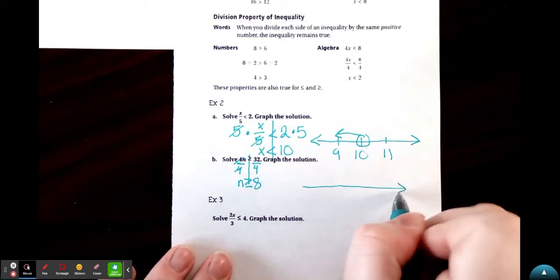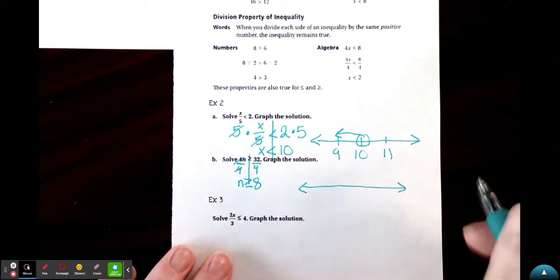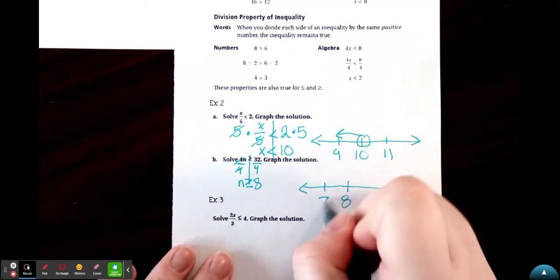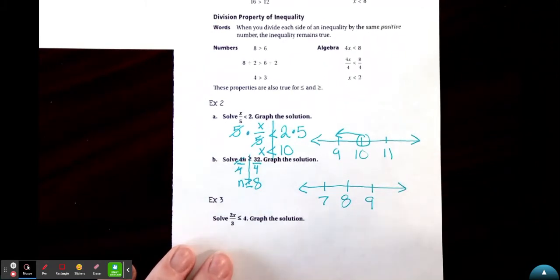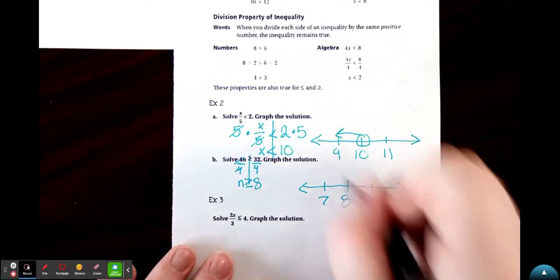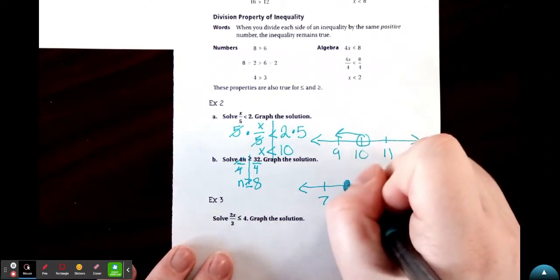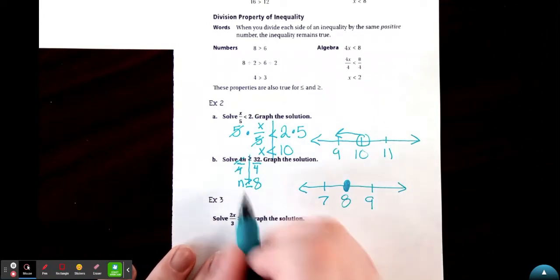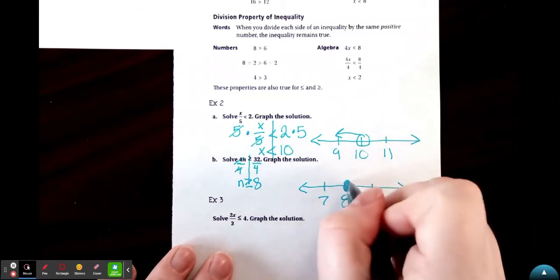Graph the solution. All right, what number is going to go in the middle? 8, and then 7 and 9. Is it going to be an open or a closed circle? Closed. Okay. Is it going to go towards 7 or 9? Towards the 9, because n is greater than or equal to 8.